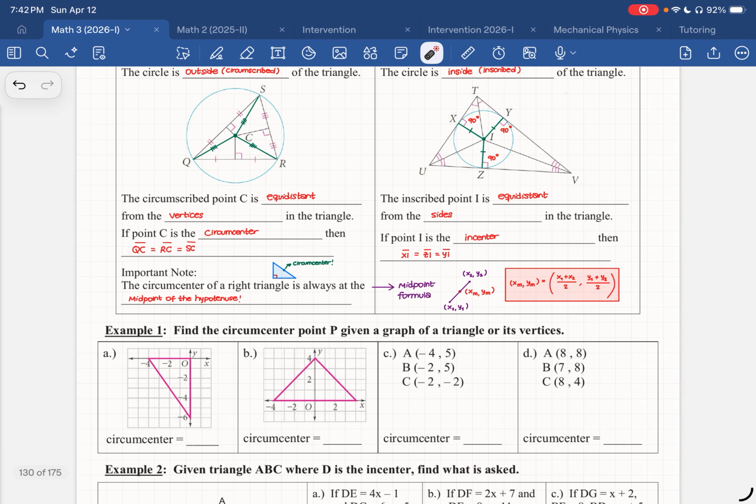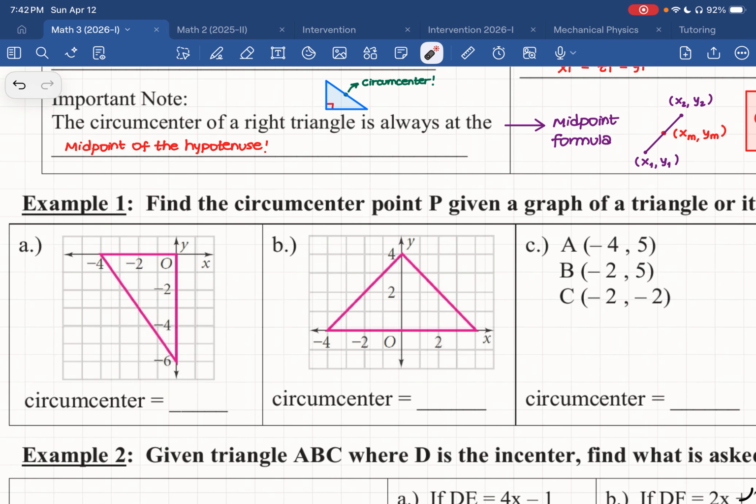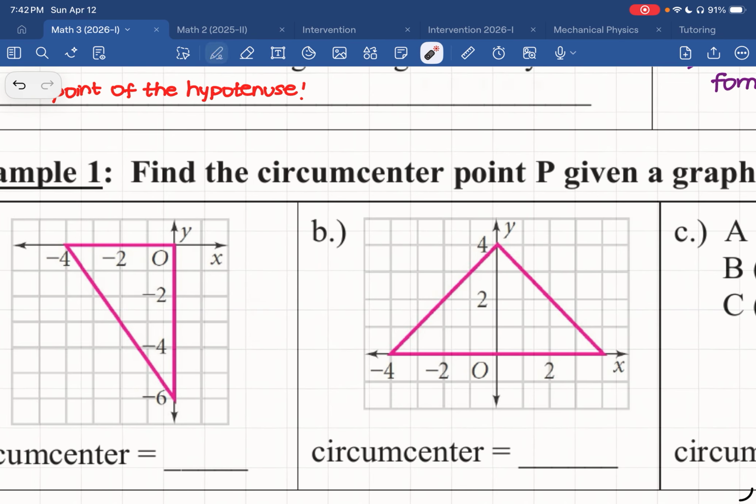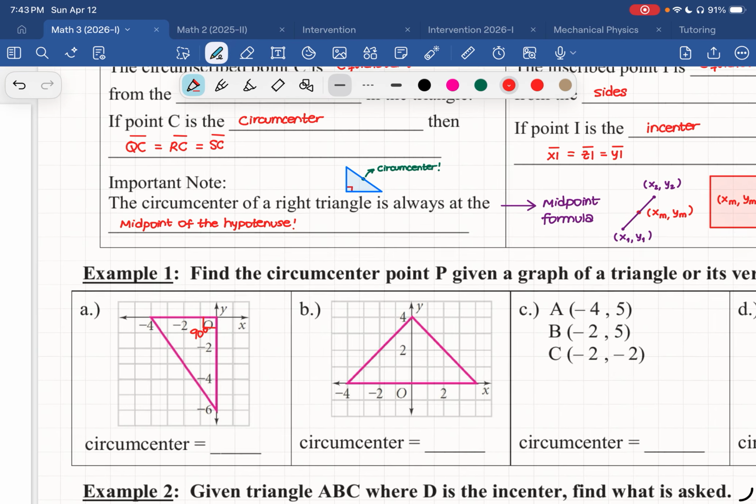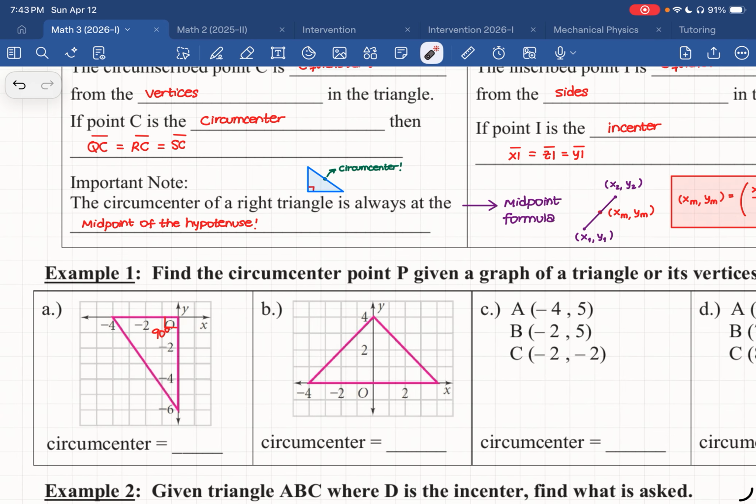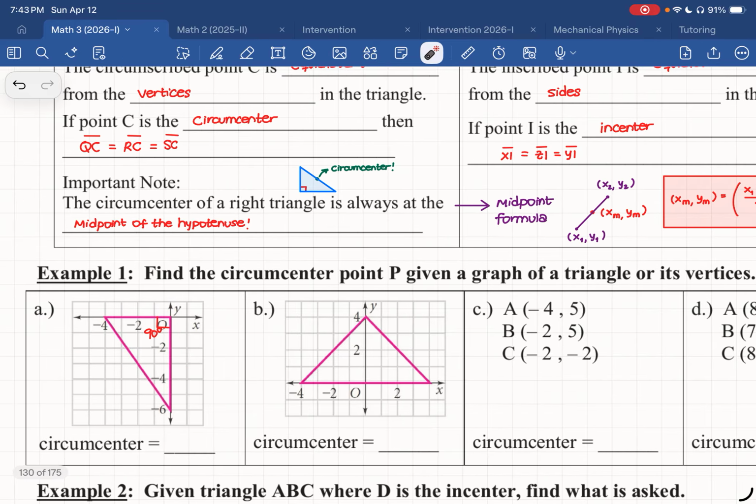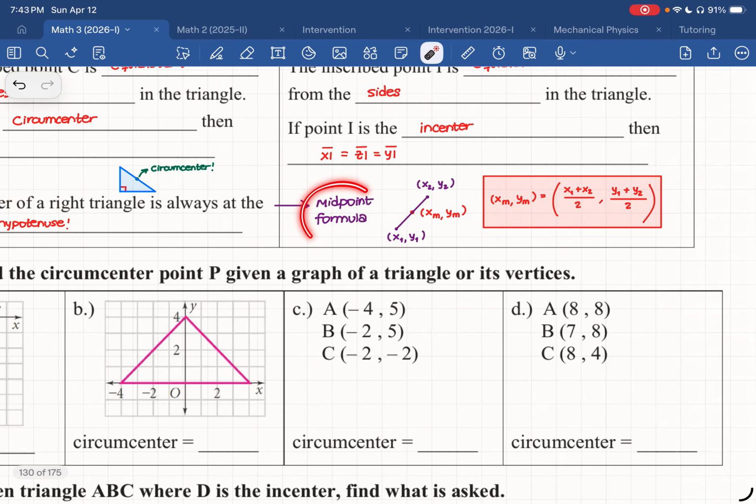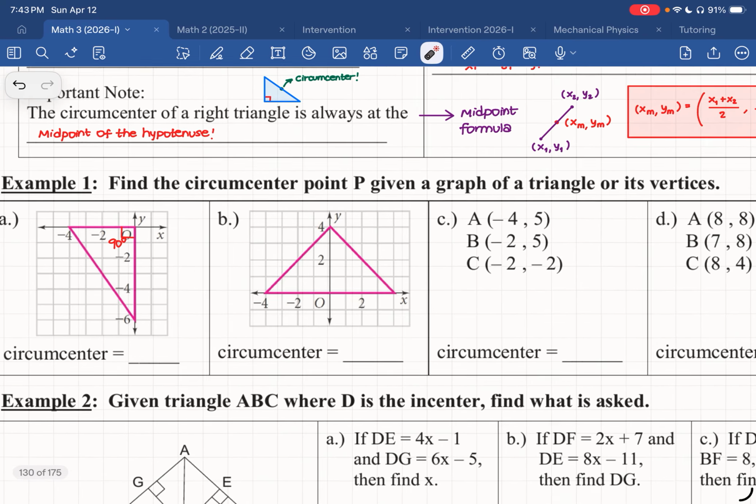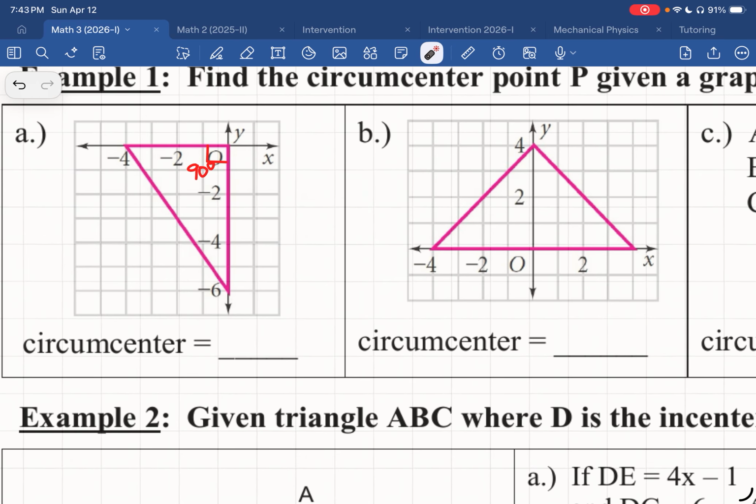So remember that. Okay, let's analyze the first triangle. The first triangle is a right triangle. Why? Because we can easily identify here that we have a right angle over here, which is how many degrees? 90. Yes or no? So, as I told you, let's read this note again. It says, the circumcenter of a right triangle, which is this one, right, is always at the midpoint of the hypotenuse. How do we find the midpoint? Using this formula, right?